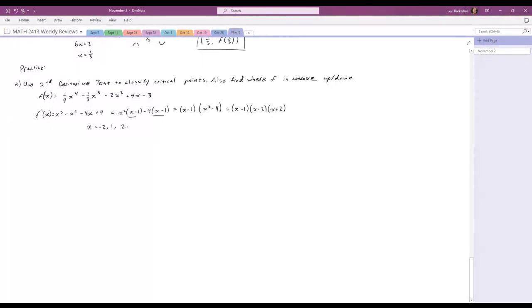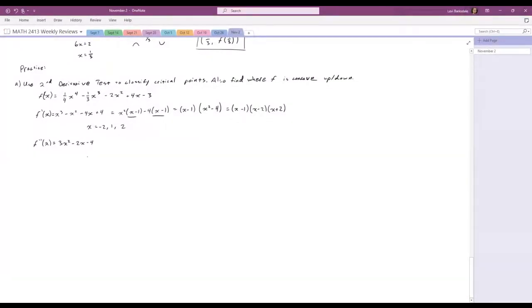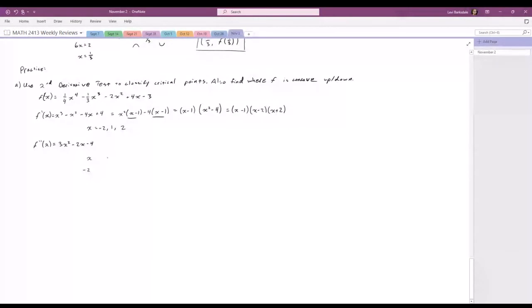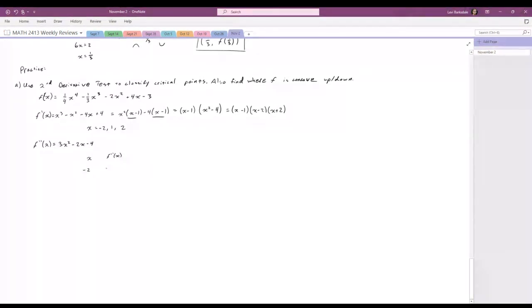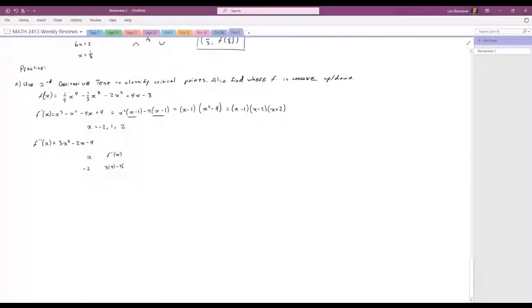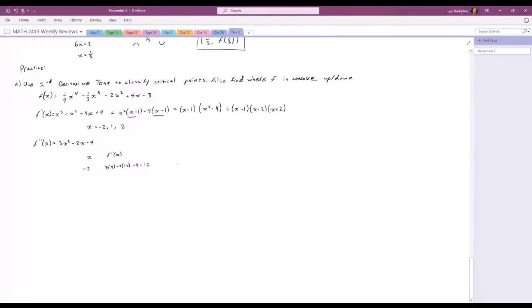Well, in order to apply my second derivative test, I'm going to need to take my second derivative. That's going to give me 3x squared minus 2x minus 4. Well, at x is equal to negative 2, I get that my second derivative would be 3 times 4 minus 2 times negative 2 minus 4, which gets me 12 plus 4 is 16 minus 4 is 12. So then, because it's positive, it's concave up, which means I have a minimum.